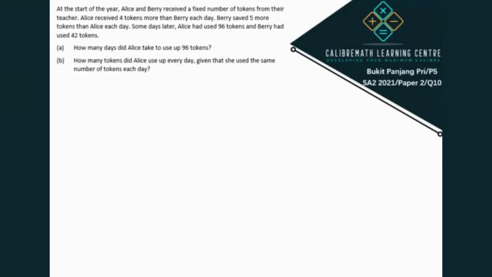In this episode, we will be looking at a P5 question from Bukit Panjang Primary, SA2 paper in 2021, question number 10 of paper 2. Now let me bring your attention to this sentence over here. Some days later, Alice had used 96 tokens and Barry had used 42 tokens.